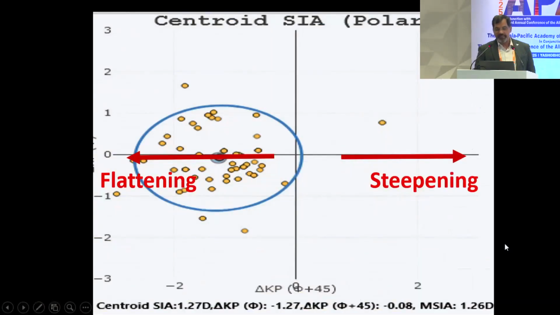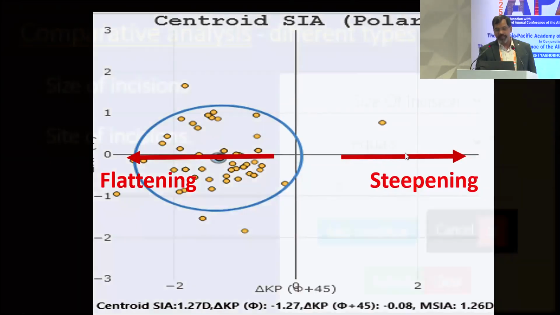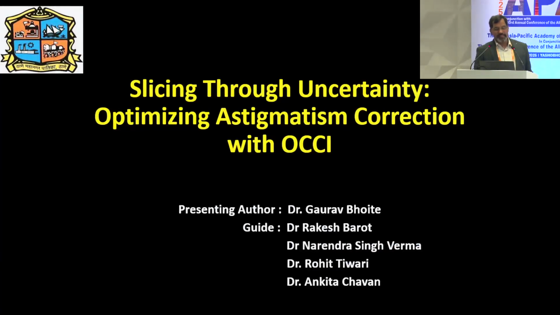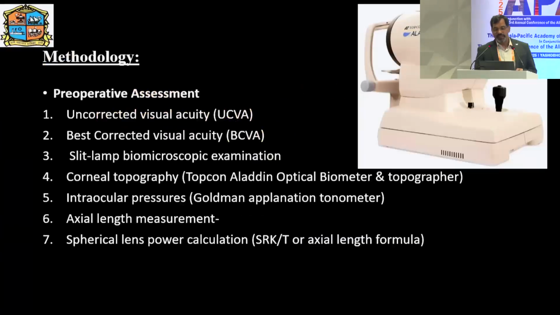This polar method measures the flattening effect. It measures two components. On the left side is the flattening part and right side is the steepening part. And there is only one input data sheet which is easy to use. You can select any combination, any size of incision, site of incision, so you need not fill multiple data sheets in our calculator. This is the study done last year in the Medical College Thane. They have used this high-end Topcon Aladdin topographer.